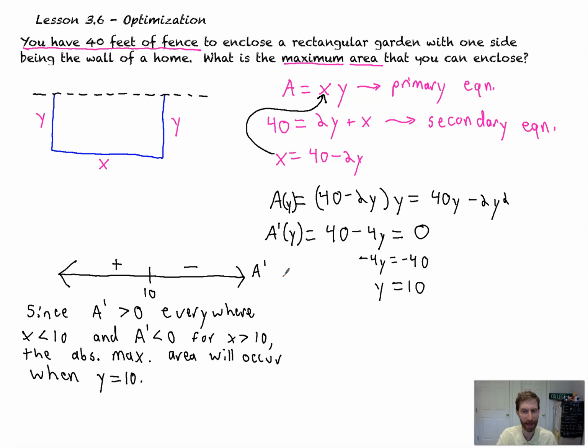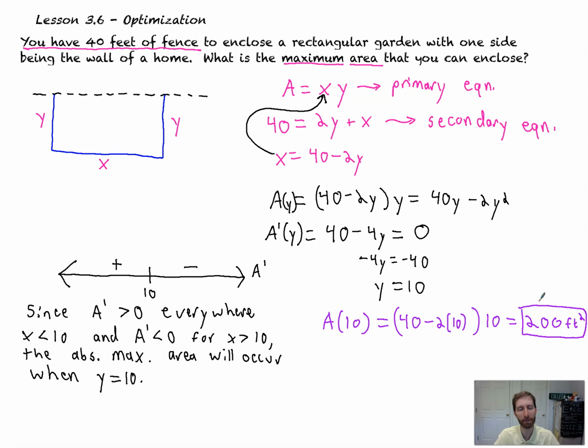Some teachers don't need that. I will provide you with at least the sign chart every time. So a of 10 is going to find us the area. That's what we wanted. We're going to take our value, plug it in here, and so that's going to be equal to 40 minus 2 times 10, plugging it in here, times 10. And when we do that out, 40 minus 20 is 20, times 10 is 200, and that'll be 200 square feet. That's it.